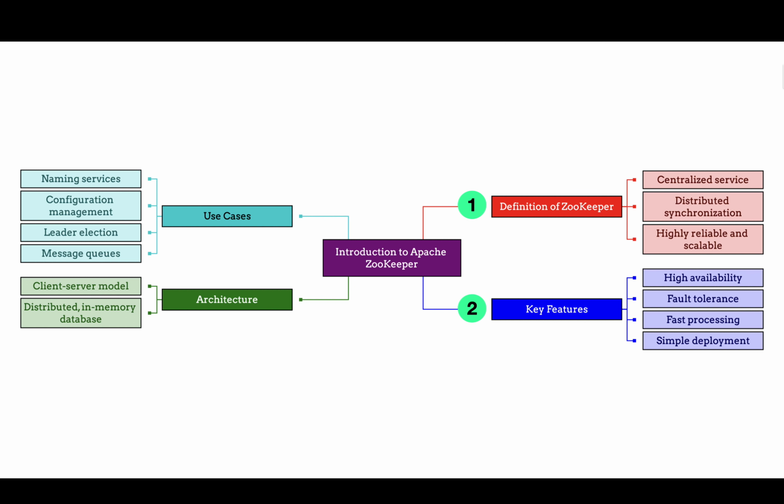2. Key features. Zookeeper's key features include high availability, fault tolerance, fast processing, simplicity of deployment, and ease of programming. 3. Architecture. Zookeeper follows a client-server model where clients can read from and write to a Zookeeper server, which manages a distributed, in-memory database to store the data.